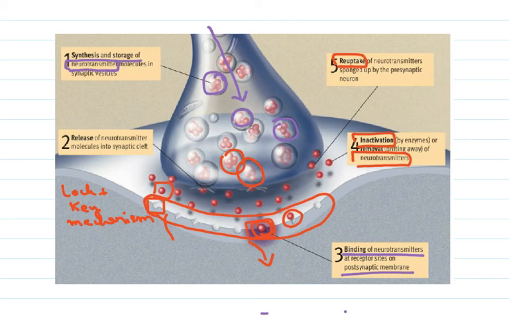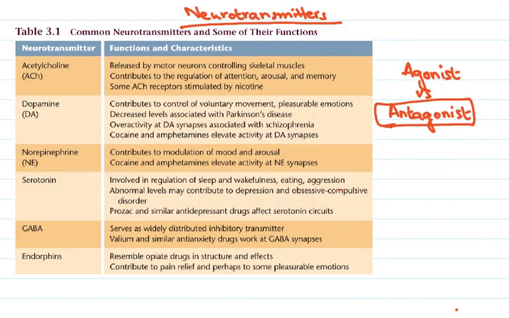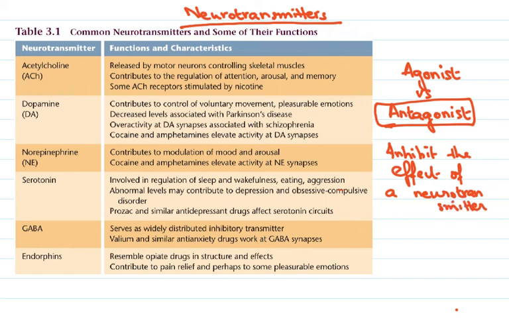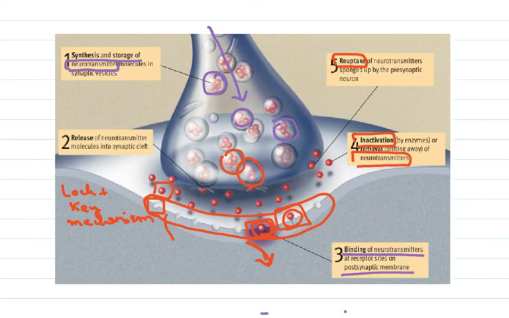But in attaching to these receptor sites, they make sure that an action potential at the postsynaptic neuron does not take place. So they basically inhibit the effect of a neurotransmitter. Let me try to explain this: how do they do this? So basically what they will do is that they will go and attach themselves.